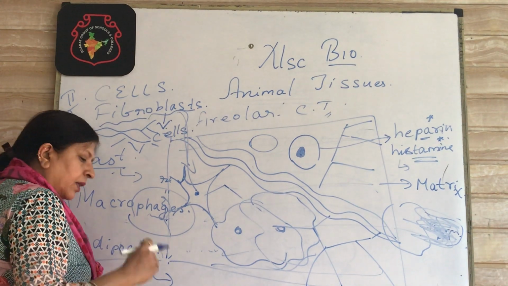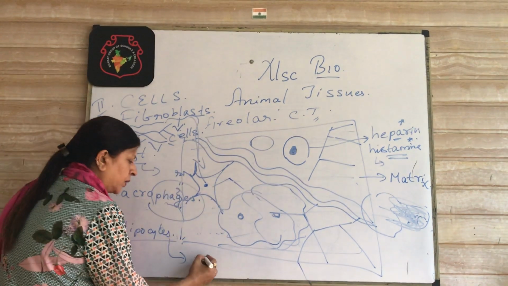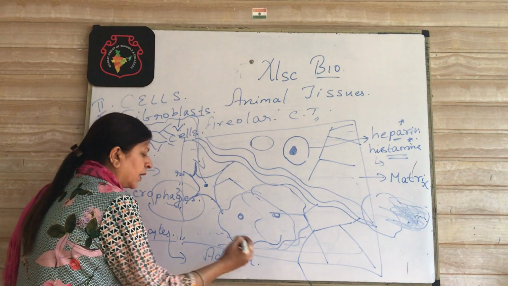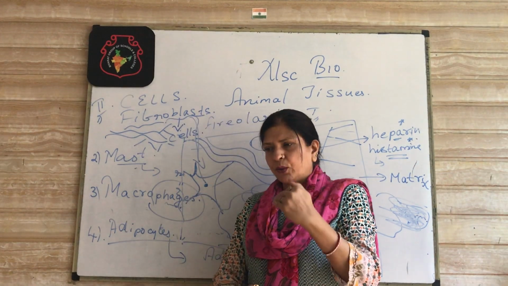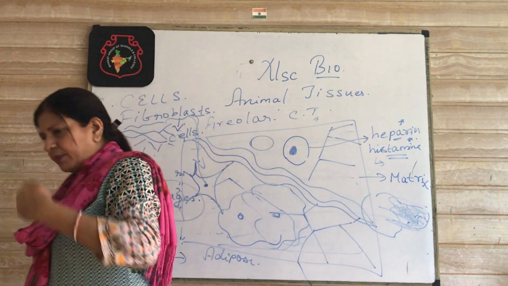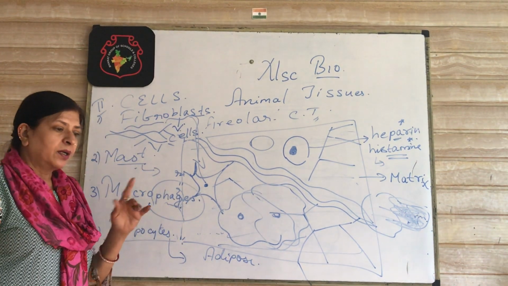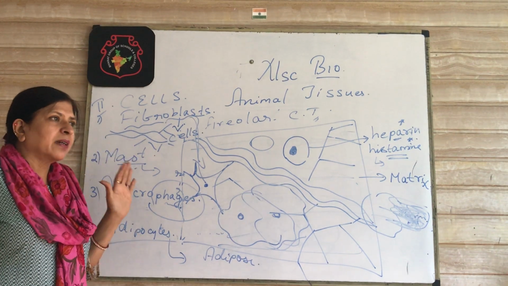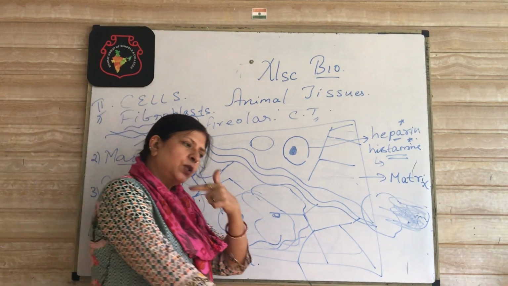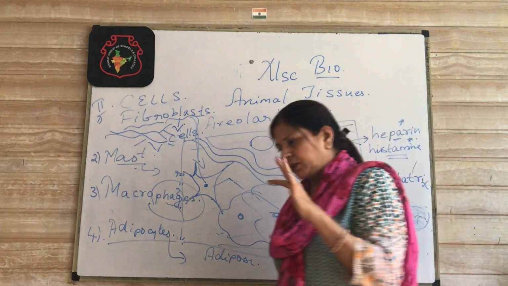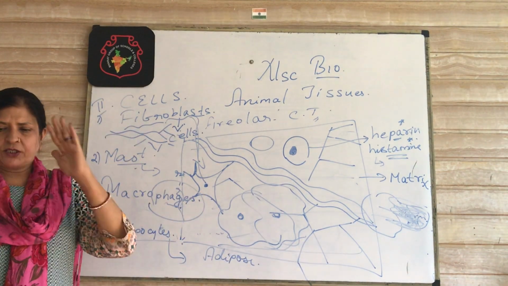Adipocytes will eventually develop into adipose tissue. Adipose tissue is the fat layer just below your skin, just below your epidermis and the dermis. You have a fatty layer, an adipose tissue. Remember, adipose tissue is nothing connected to cholesterol or something like that. It is a proper tissue which insulates all over your body, just beneath your skin. Right? This was about areolar connective tissue.